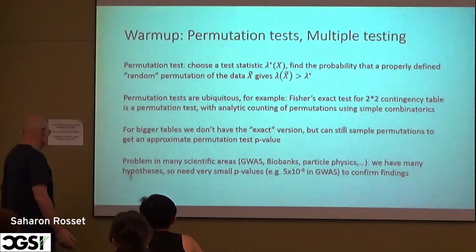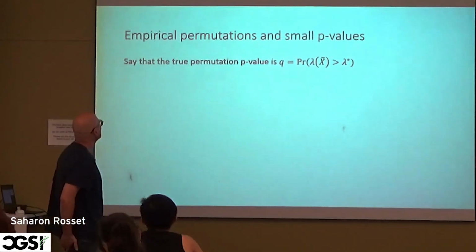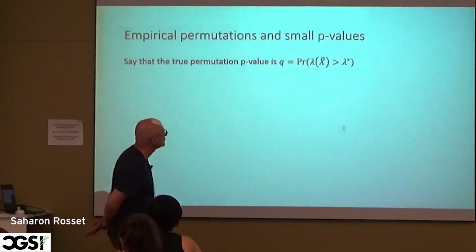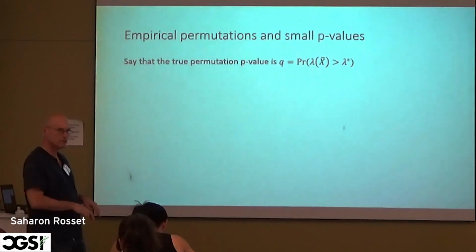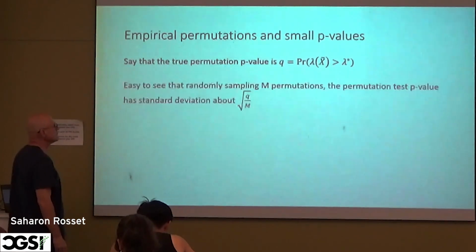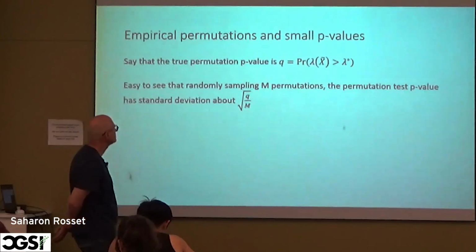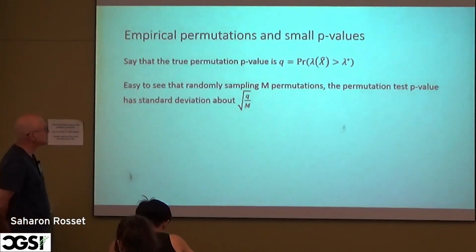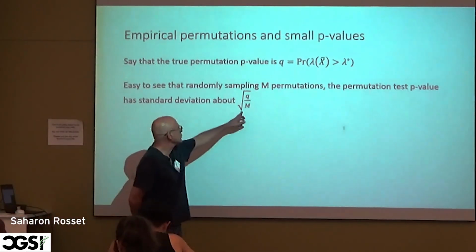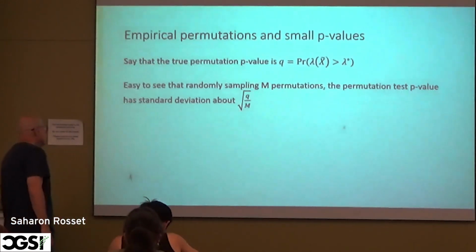And why is that a problem with permutation tests? Let's assume that the true permutation p-value, denoted by Q, is the true probability over permutation space that the permutation test statistic is bigger than the observed test statistic. So if we randomly sample m permutations, it's easy to see by a simple binomial calculation that the permutation test p-value has a standard deviation which is like the square root of Q over m. Why is that a problem?